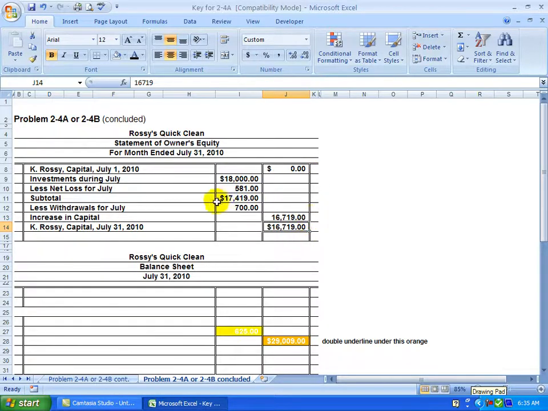in capital. Now I'm going to put yellow here to let you know that under this yellow number there should be a single line because we're subtracting 581 from 18,000. Also, we're going to put yellow here to indicate there should be a single line under 700 because we're subtracting that from the subtotal. And then here I'm going to put green, indicating that there should be a single line above this and a double line underneath. And that concludes the statement of owner's equity.